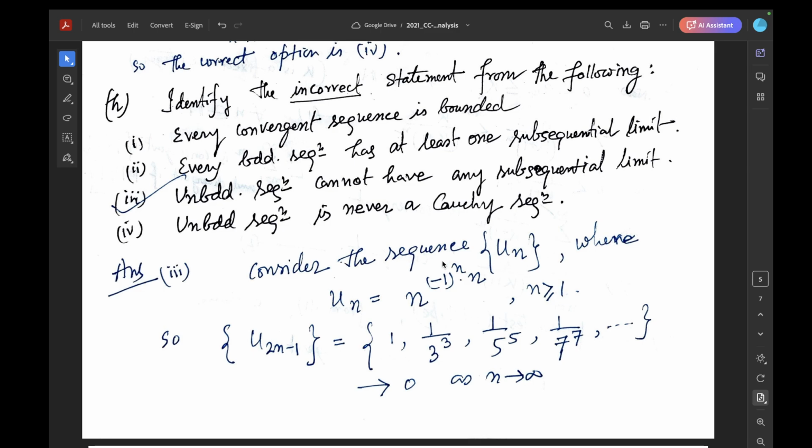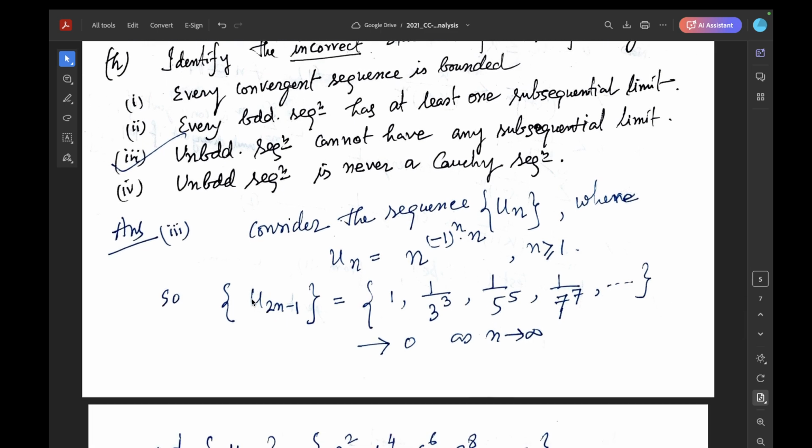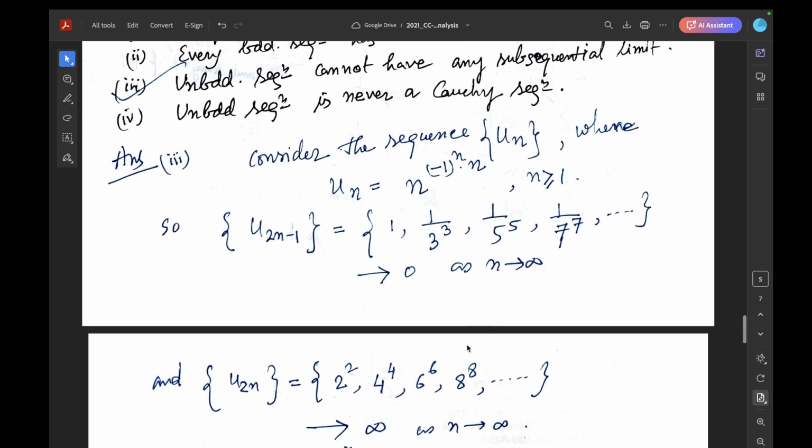Consider the sequence u_n, where u_n equals n to the power (-1)^n times n, for n greater than or equal to 1. So this subsequence u_(2n-1) is negative. When n equals 1, this is 1; when n equals 2, 2 into 2, 4 minus 1, that is 3. So 3 to the power (-1)^3 times 3, so this is 1 by 3 to the power 3, 1 by 5 to the power 5, 1 by 7 to the power 7, and so on. This tends to 0 as n tends to infinity.